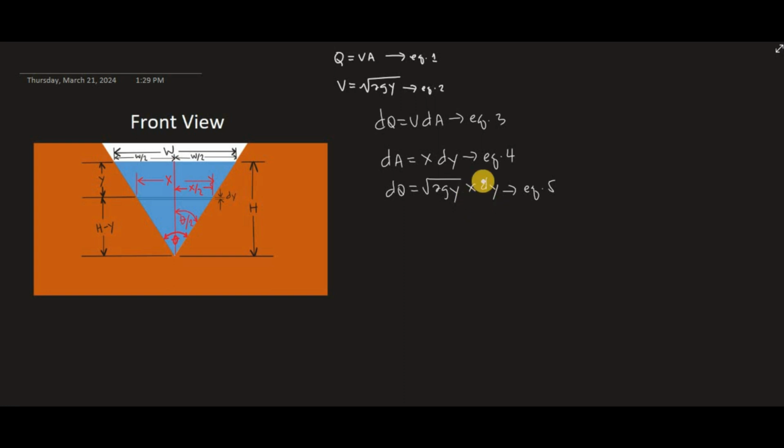Now, we need to express x in terms of y. So, how can we achieve it? Well, let's look at this triangle at the right, this triangle here.